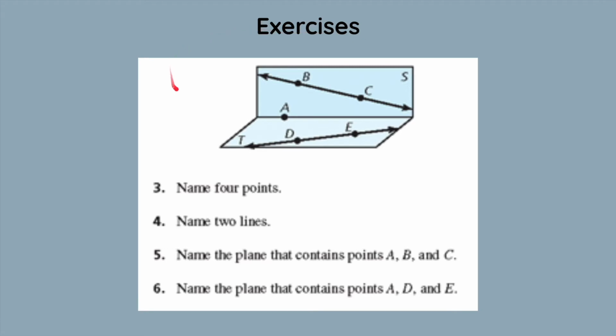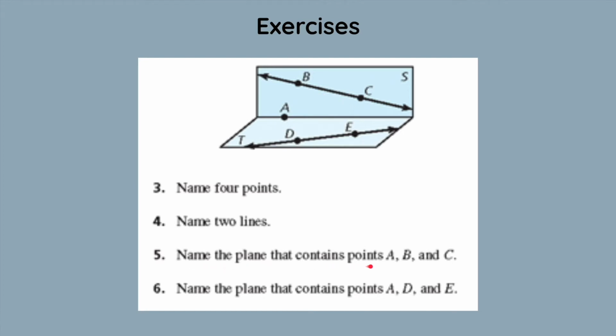So in this picture, we can see that there are 2 planes, plane S right here, and plane T right here. And we can see it says name 4 points. So 4 points, we can see that there's actually 5 points. Point B, point C, point E, point D, and point A. And those are all points in this diagram. Next, name 2 lines. So we have line DE and line BC. It does not matter which way you say it, so it can be either line DE or line ED, and the same thing for the other one.